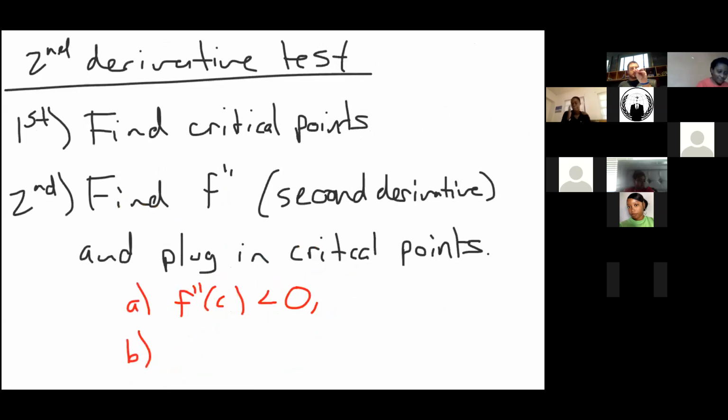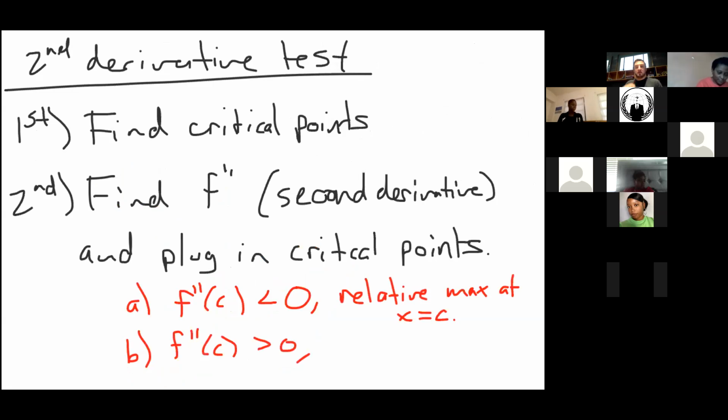So if I plug this critical point into my second derivative and it's a negative number, this means that we have a relative max at that point, x equals c. At that particular critical value, we have a relative max. If I plug it in and it's positive, that means my graph is concave up at that point, which means I have a relative min.